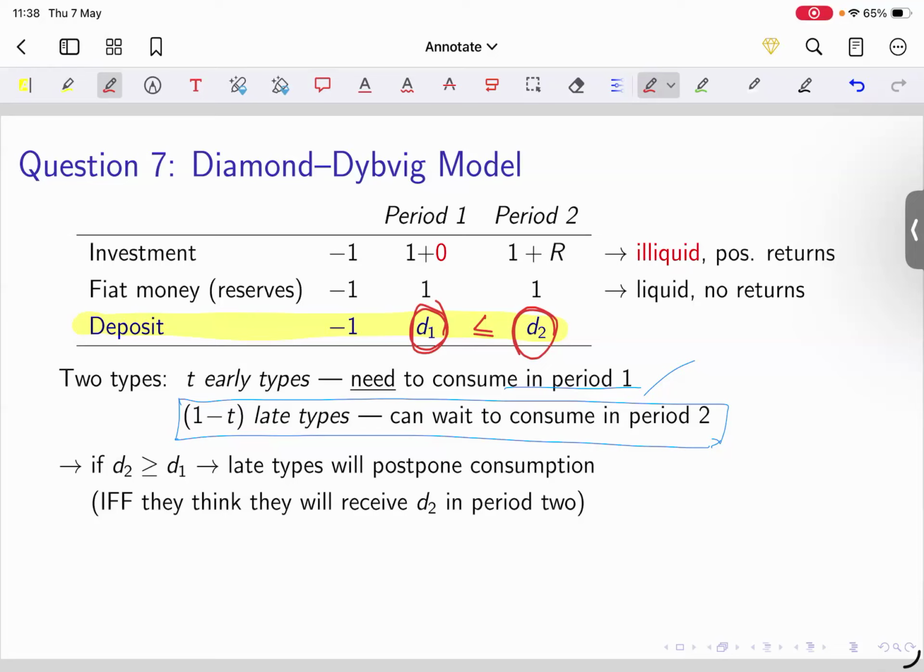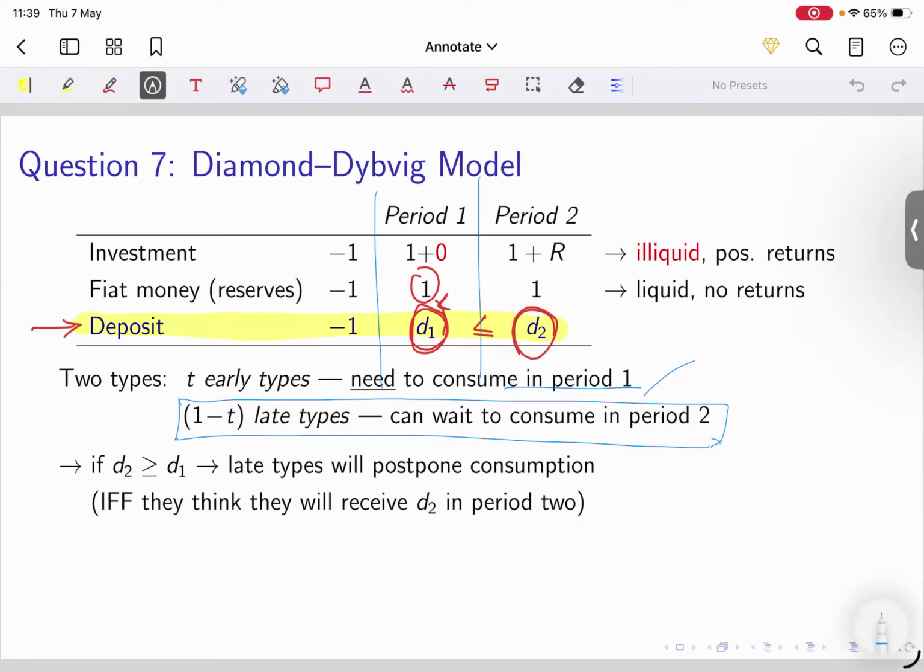But also note here on period 1 about the early types. It is true that the early types need to consume in period 1, but we also want them to enter this contract. The only way they will enter is, of course, if D1 is greater than 1, what they can get by themselves just stashing cash under the mattress. This is our setup, where we're going. So this is what my bank is targeting. I need to design a contract that allows me to do this.